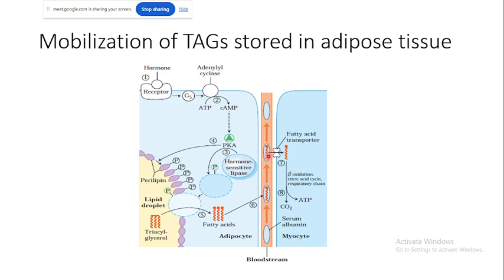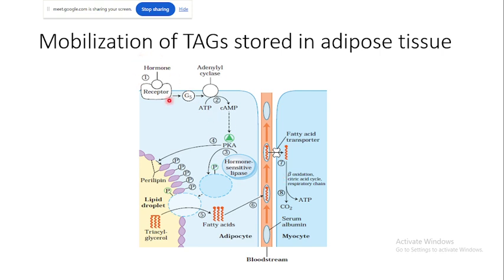So it will reach the myocyte, and these fatty acid transporters will take this fatty acid from the bloodstream into the myocyte cell, where this fatty acid will be used for beta oxidation to make acetyl CoA, and the acetyl CoA will enter into the citric acid cycle, which will produce ATP and CO2, right? That means it will produce energy in terms of ATP.